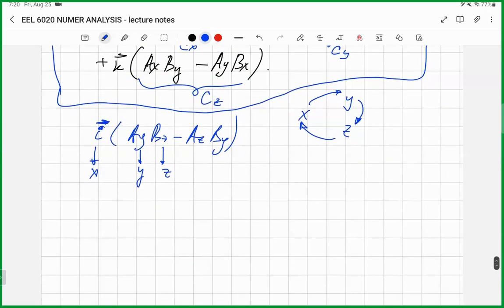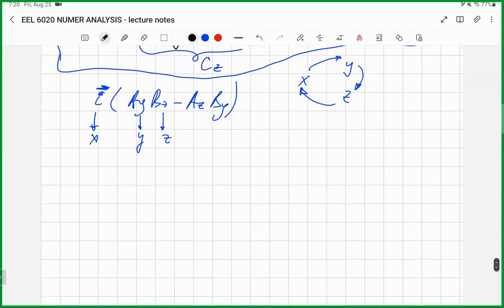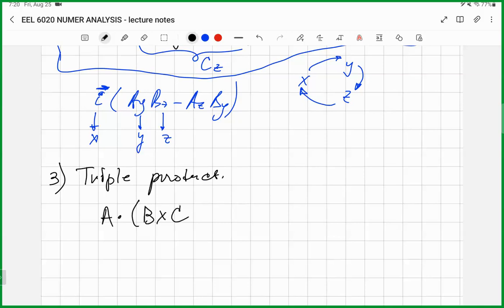What else for today? Yeah, so this is the cross product. We also have another type of product, which is the triple product. It's very simple. It's just the mixture of two: A dot B cross C. So we have both the cross product and the dot product together.